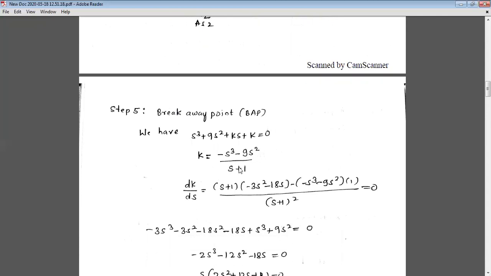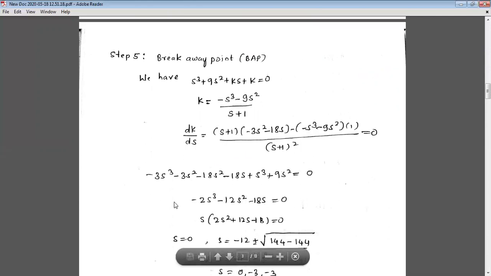So if I differentiate this one, using the u by v rule: the denominator s plus 1 as it is, times the differentiation of the numerator, minus 3s square minus 18s, minus the numerator as it is, minus s cube minus 9s square, into the differentiation of the denominator, that is 1, whole divided by the denominator whole square, must be equated to 0. Upon simplifying, you'll get the term 2s square plus 12s plus 8 is equal to 0, right? So these are the terms we are getting.